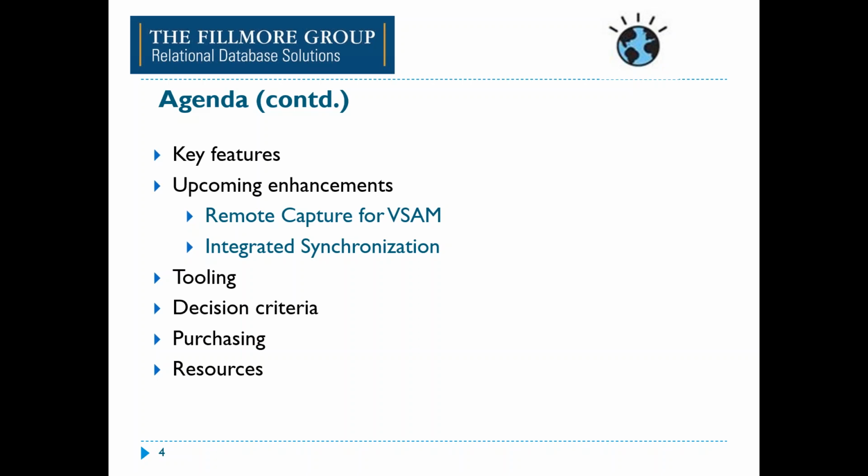We'll talk about tooling, which is a bit of a hash, but we'll step through it. There have been some changes and continue to be changes in that area in terms of IBM replication monitoring and administration. We'll talk about decision criteria. How do you decide what to deploy in terms of a replication solution? How you consume that from your vendor if you choose IBM, and resources to help you on your journey to get the best possible value out of your replication investment.